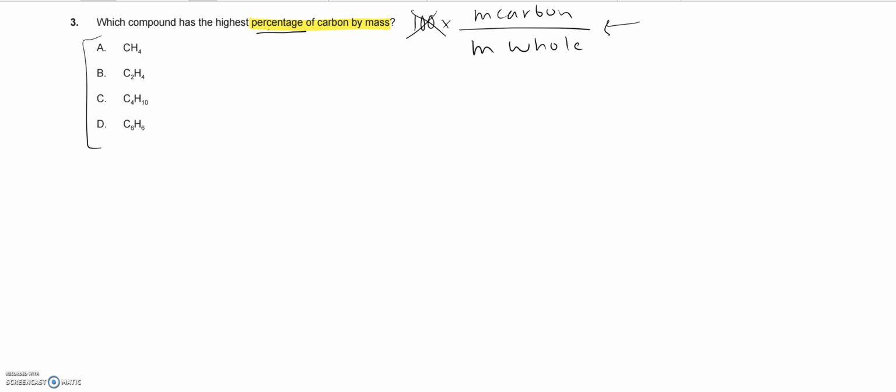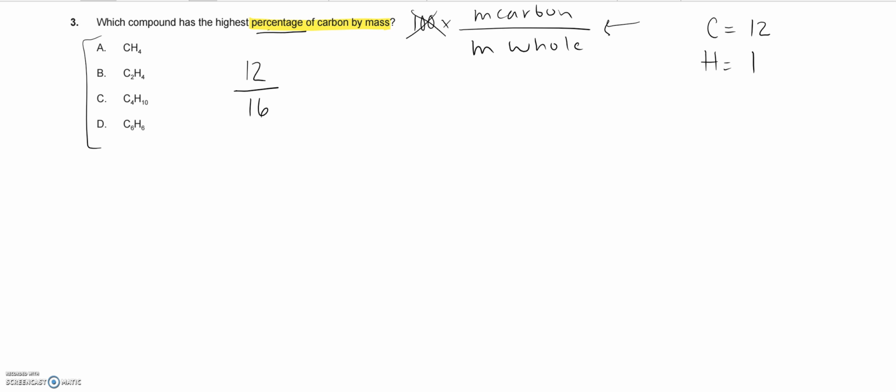So the mass of carbon, we want to round stuff up so that we don't have to worry about it too much. We're going to just use carbon has a mass of 12 and hydrogen has a mass of 1 because each of these have just carbons and hydrogens. So our first one, we would have 1 carbon with a mass of 12 divided by the whole, so carbon plus 4 hydrogens, 16. So that's our first one.